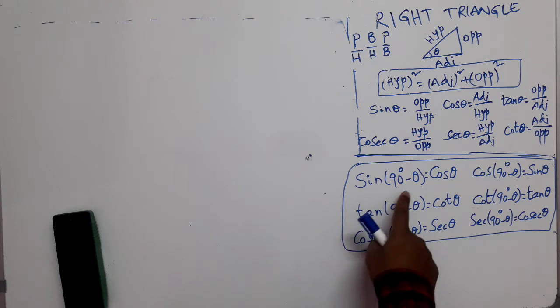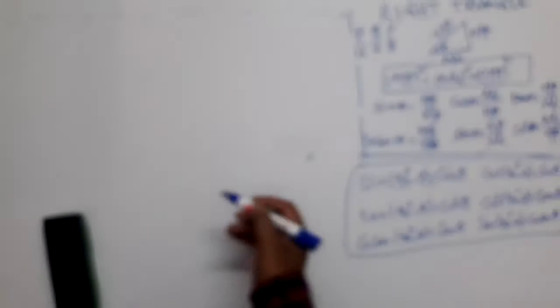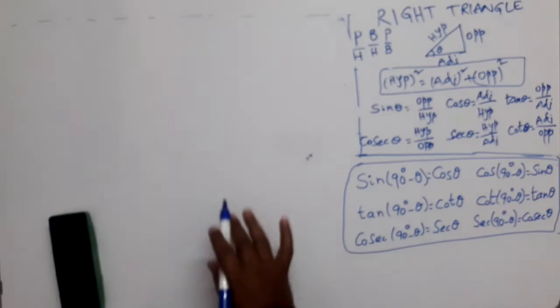Sine of 90 degrees minus theta is cos theta. Cos 90 degrees minus theta is sin theta. Tan 90 degrees minus theta is cot theta. Cot 90 minus theta is tan theta. Cosecant 90 degrees minus theta is secant theta. Secant 90 degrees minus theta is cosecant theta. Here theta is an acute angle, so 90 degrees minus theta is also an acute angle.